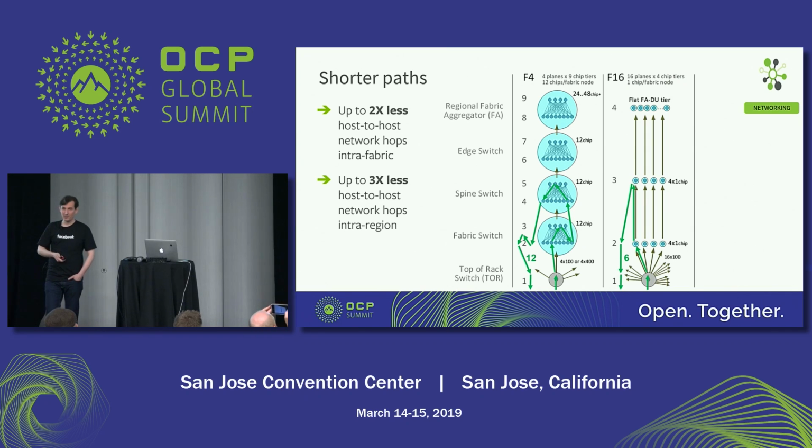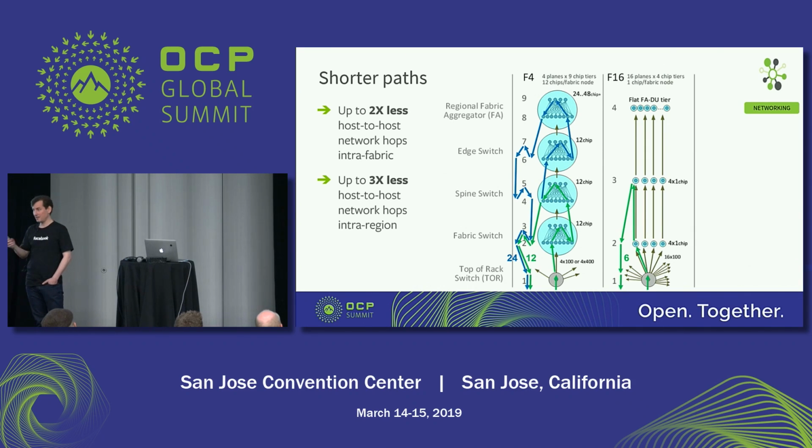It's an even bigger advantage for talking from rack to rack in different fabrics in the same region. If continuing that path, we go up to FA, we go to the spine of the other fabric, to the pod of the other fabric, into the rack. It's 24 hops worst case. And again, this worst case is the most abundant case. In F16, it's just 8 hops, always.